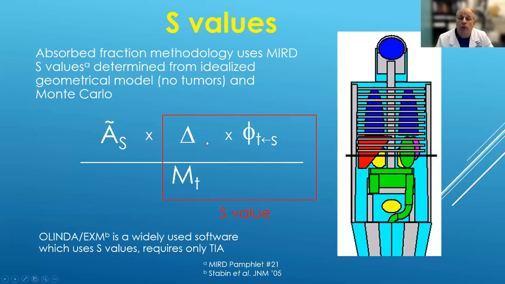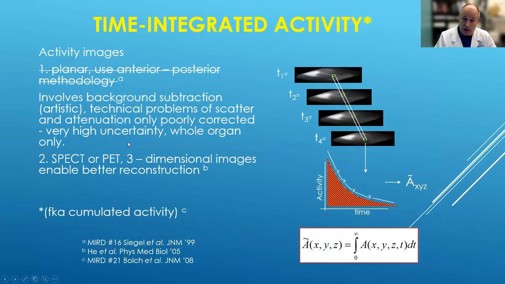And they said, now we have tabulated these S values. So now all the physicist needs to do is calculate the number of decays and that we will be able to convert to dose. Now, how do you get the time integrated activity? Well, you need to take your images, shown here, as a function of time.